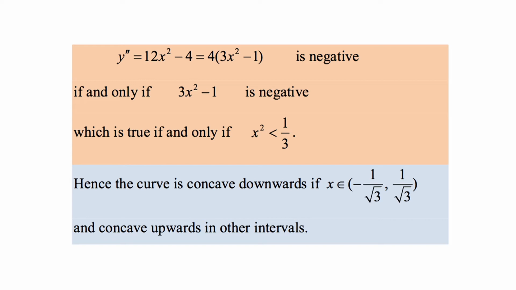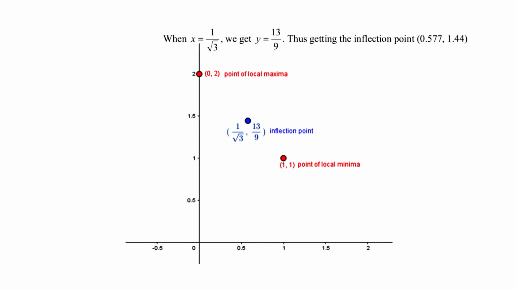Now, y double dash is equal to 12x square minus 4 is negative if and only if 3x square minus 1 is negative, which is true if and only if x square is less than 1 by 3. Hence, the curve is concave downwards if x square is less than 1 by 3, that is when x is inside the open interval minus 1 by root 3 comma 1 by root 3, and concave upwards in other intervals. When x is equal to 1 by root 3, we get y is equal to 13 by 9, thus getting the inflection point 0.577 comma 1.44.